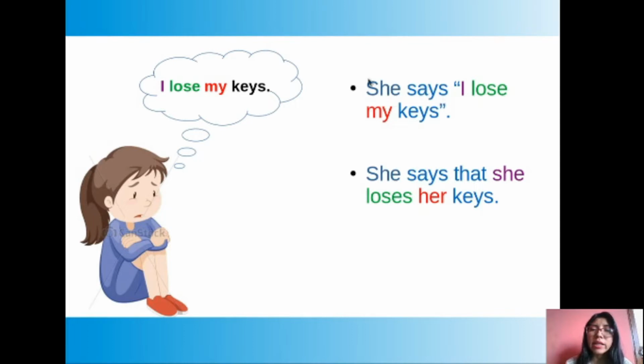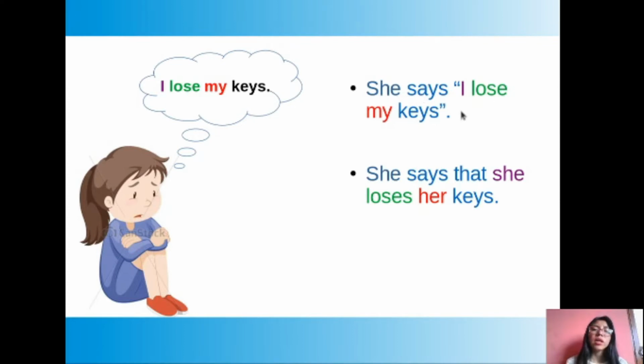She says. In that part, we are going to put the person who says that. Vamos a poner la persona que lo dijo, okay? So, she says, I lose my keys, okay? Remember here, in that part, we only have to copy the exact words in order to report in direct way. Para reportar en forma directa, usted solo va a copiar las mismas palabras que la persona dice. Okay? She says, the introductory part, I lose my keys.